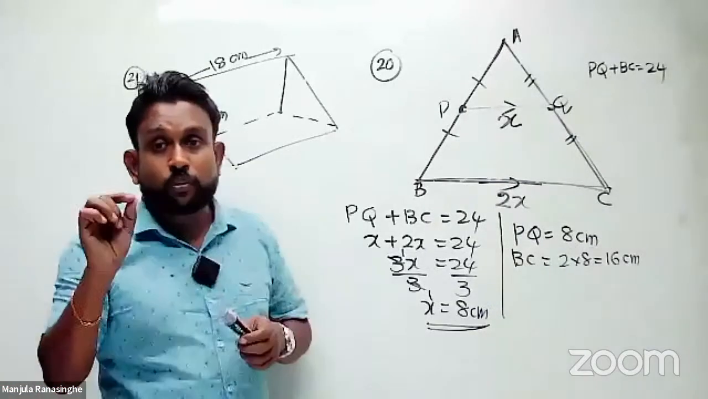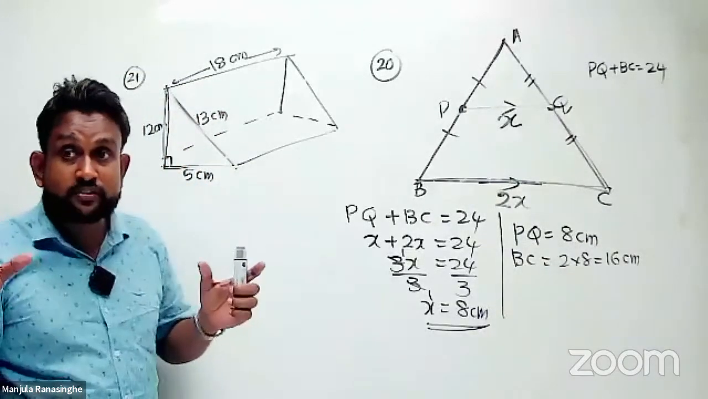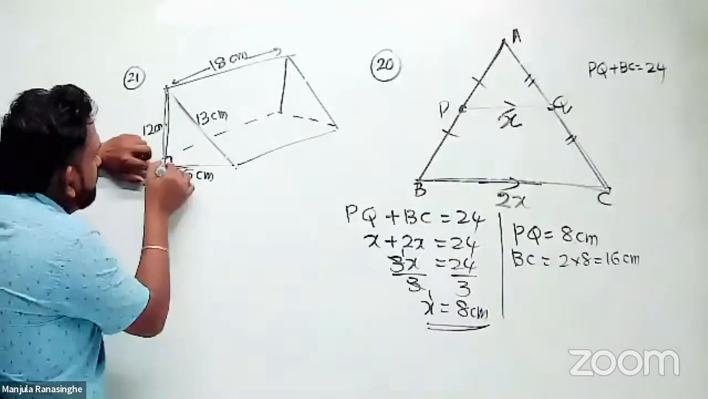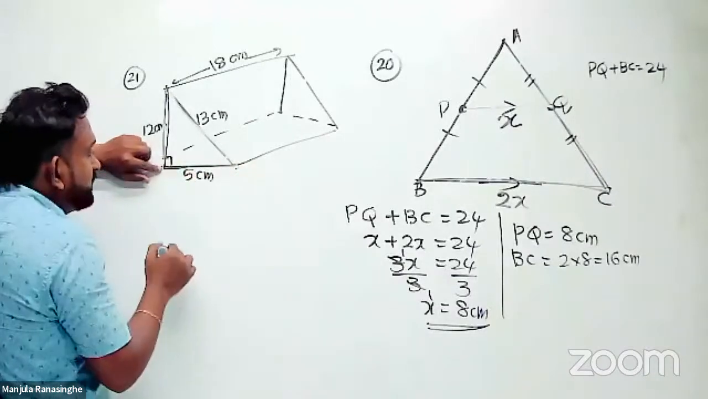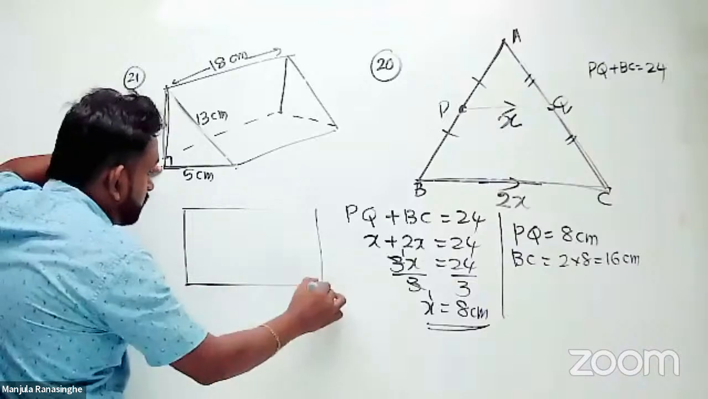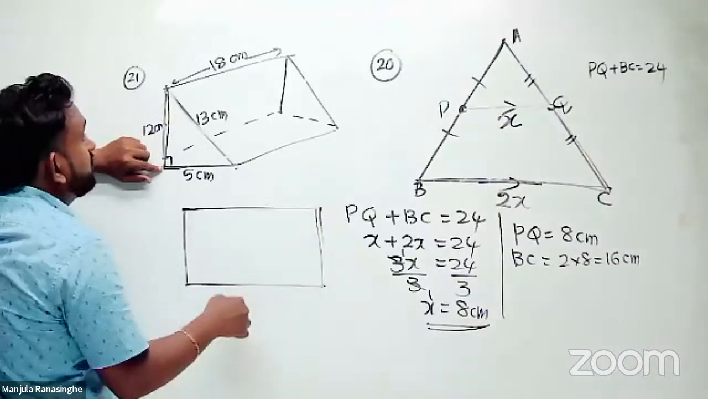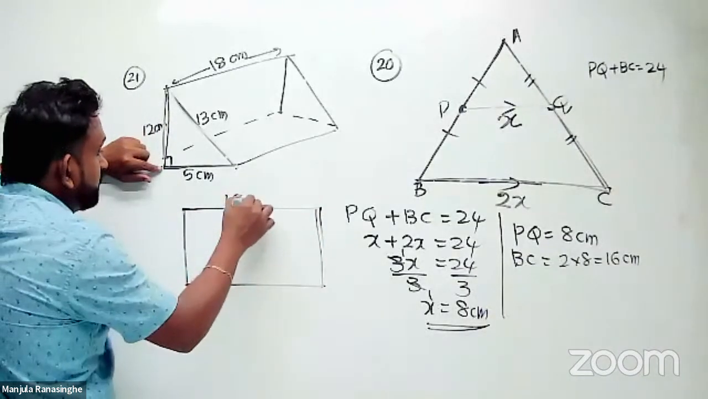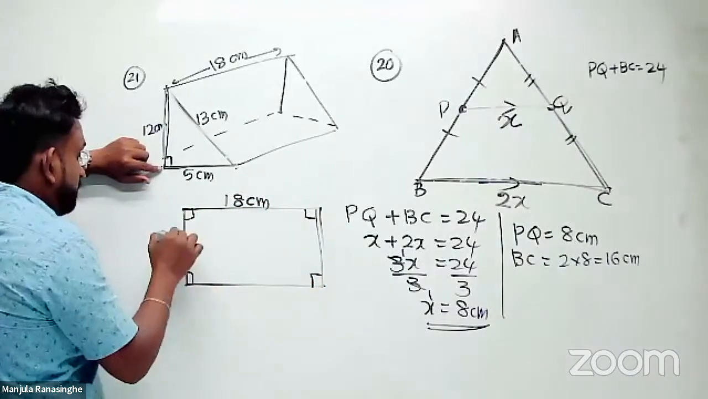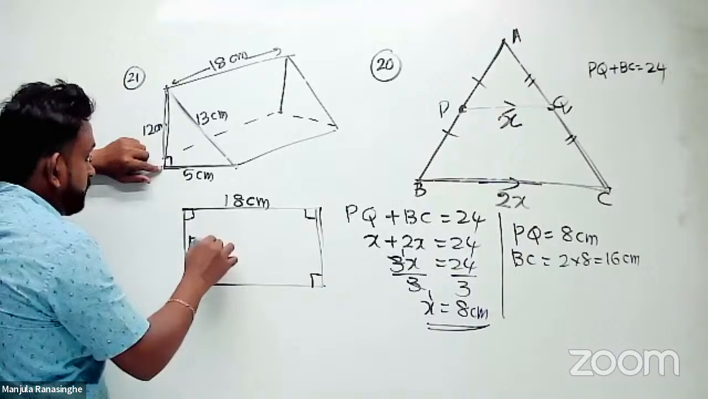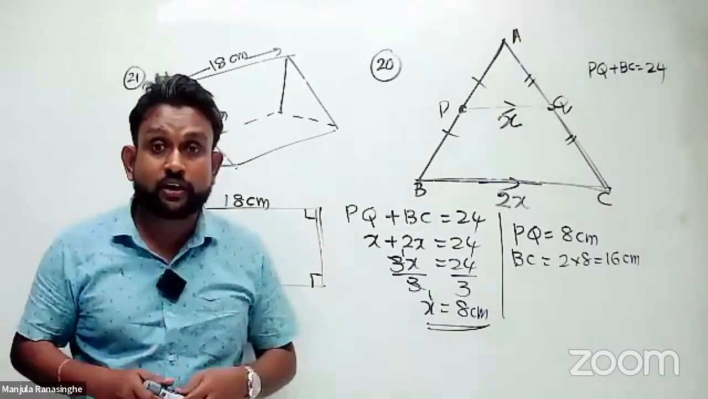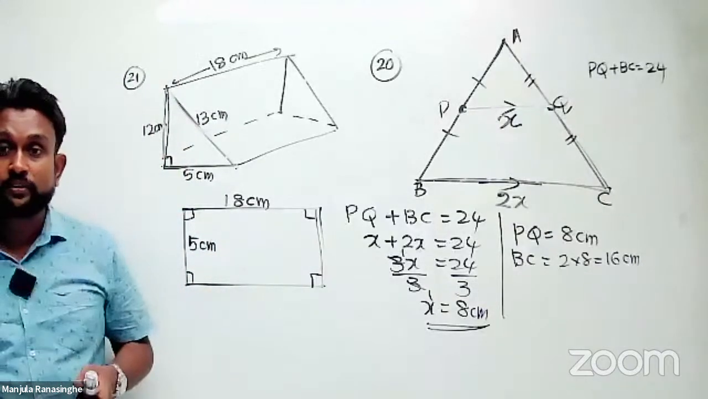They are asking for the measurements of the rectangle with the minimum area in the given picture. Minimum area means the minimum side length of this triangle, that is 5. So you have to indicate it with the measurements. The length of this rectangle is 18 centimeter, and the breadth is 5 centimeter. Length 18, breadth 5. That is the rectangle of minimum area.